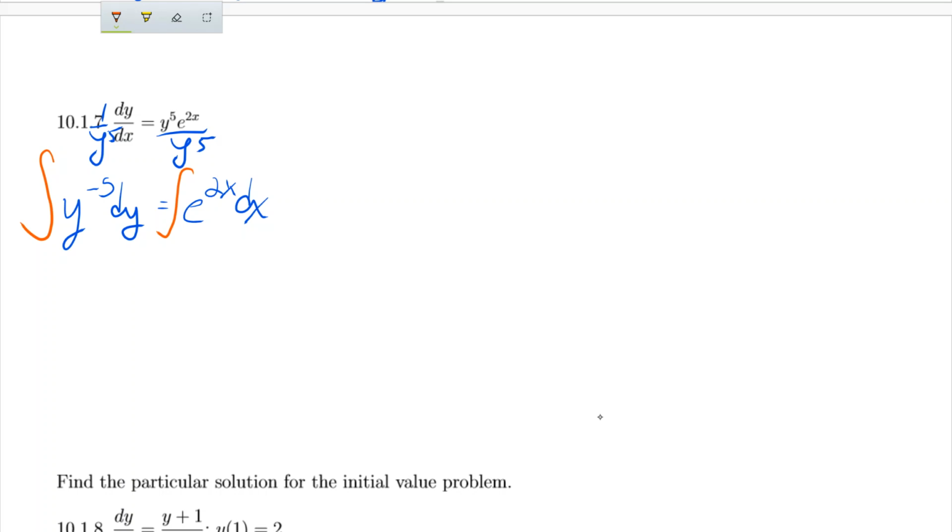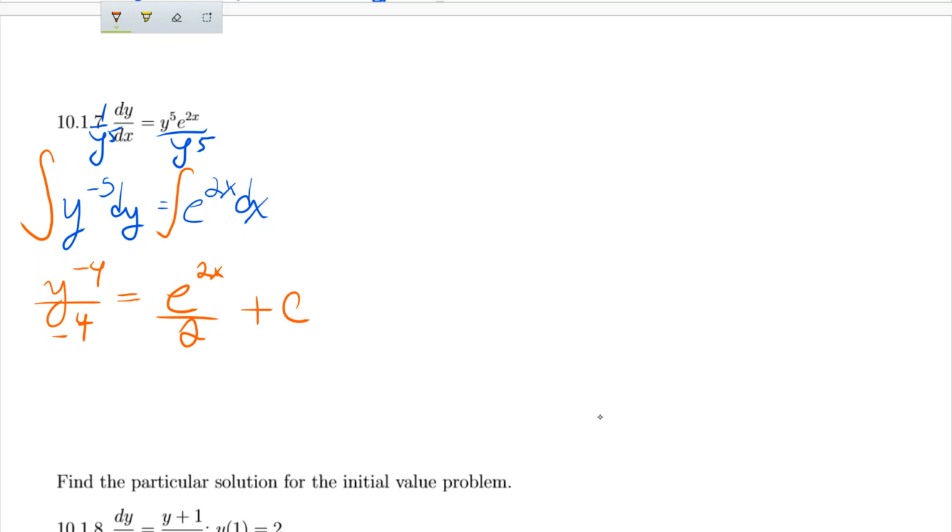Okay, add 1 to the power and divide by it. Let's do this. Y to the negative 4, negative 4. Why do I say 4 weird? I don't like it. Integral of e to the function. Remember, it's e to the 2x, and then it's the opposite of deriving. So deriving you would have gotten times 2x. Here, we're going to end up with dividing by 2 plus c.